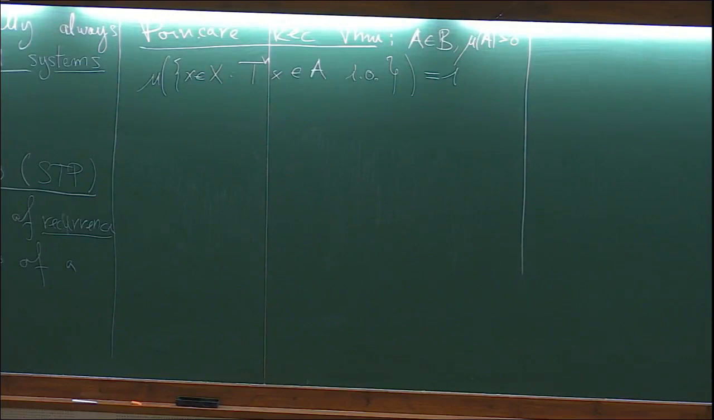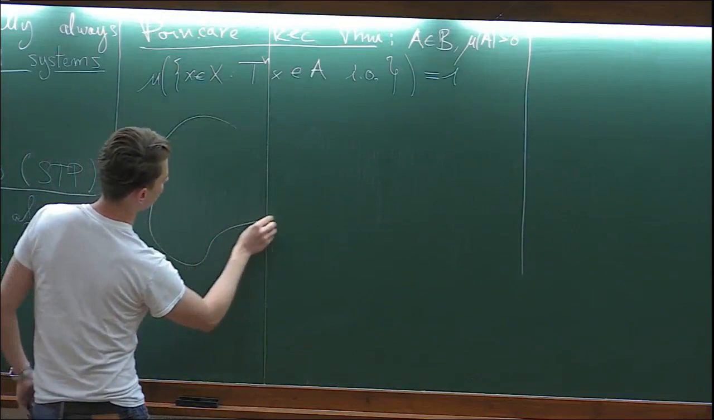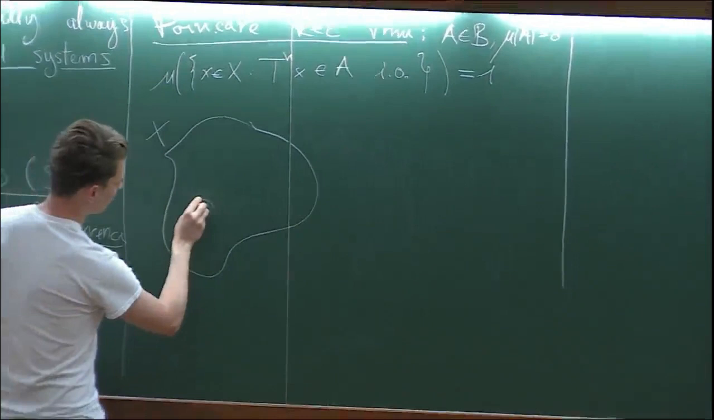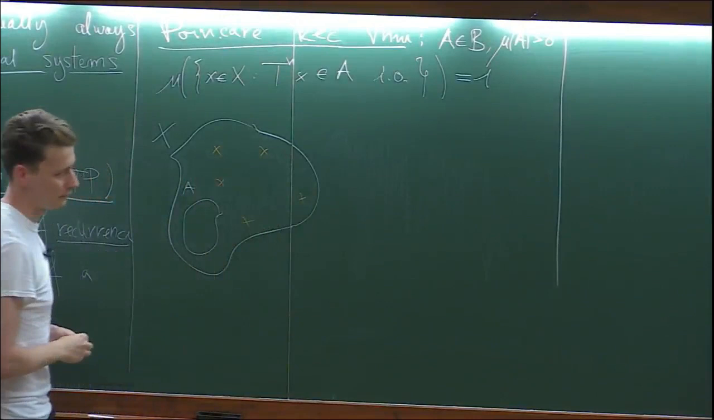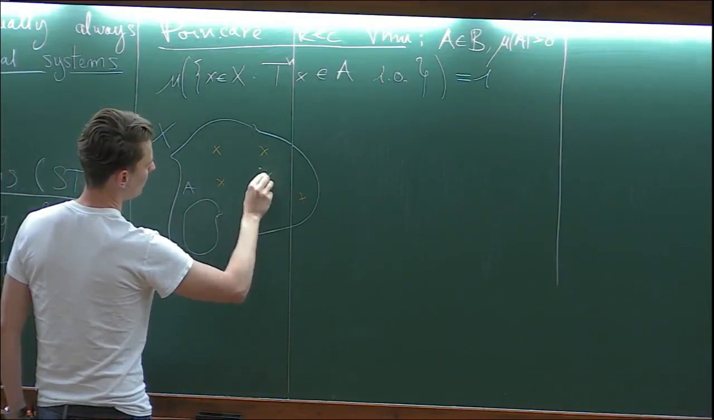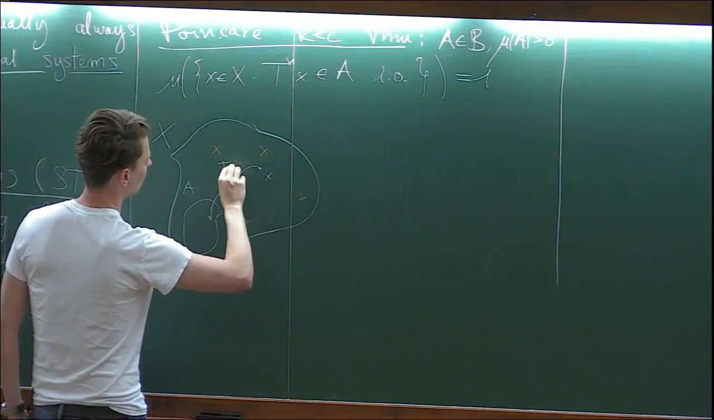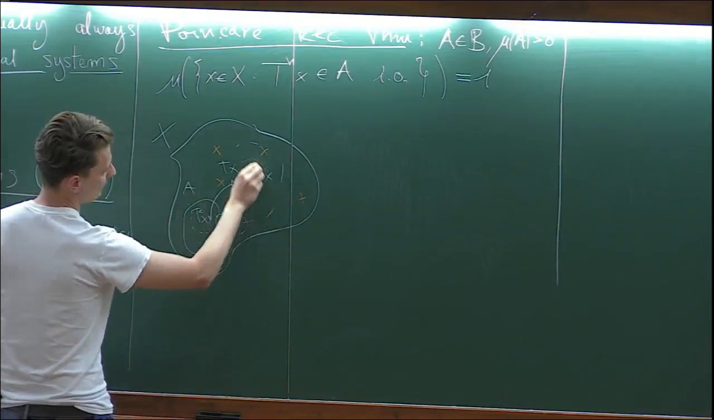Maybe let's look at a picture of what it says. If we imagine this to be our dynamical system X, and we have somewhere in our system a set A of positive measure, then the theorem says that aside from maybe a few stupid points that I have to ignore that form a set of measure 0, I can start anywhere I want in my system, any x, and then I am guaranteed that when I travel along the orbit, Tx, T squared x, and so on, I will hit my set A again and again and again, infinitely many times.